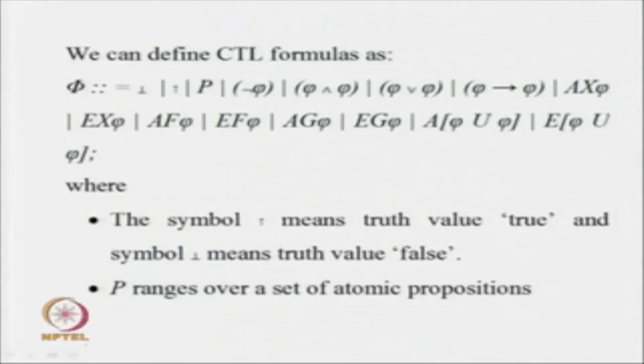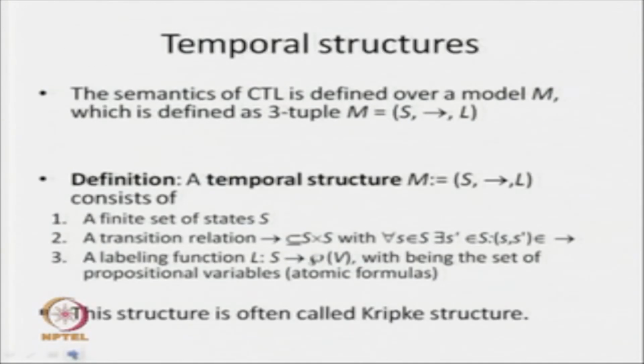Now, how are we going to define the semantics? To define a semantics, we need a model, which we call a CTL model, temporal structure or Kripke structure. It has 3 components: a set of states, a transition relation and a labeling function. The labeling function relates to the atomic propositions which are true in a particular state, and we label each state with the help of those atomic propositions.